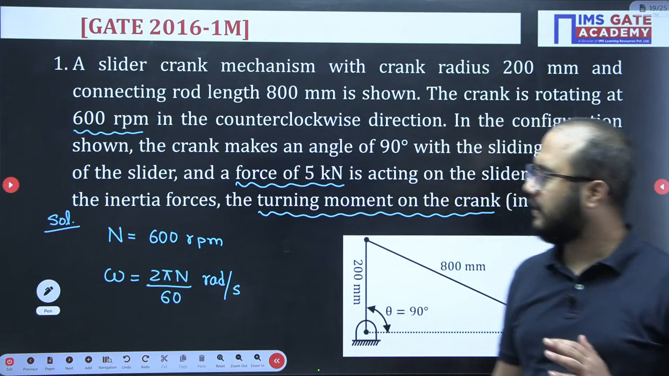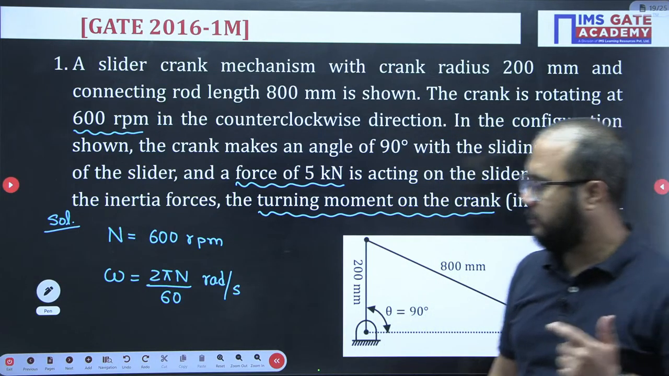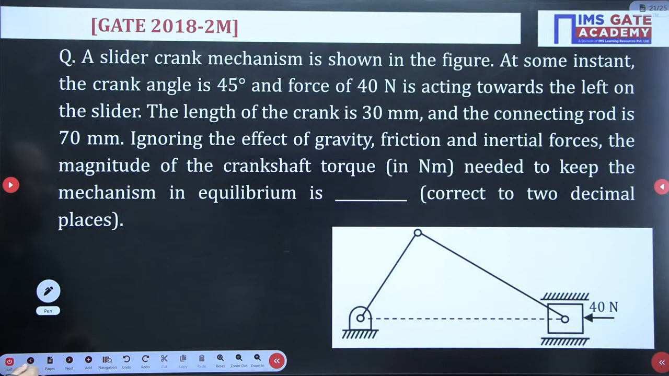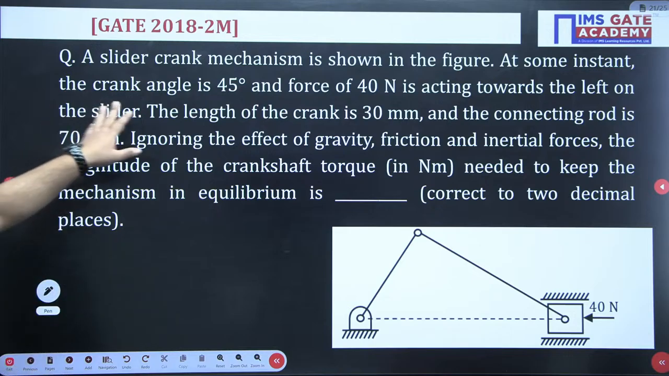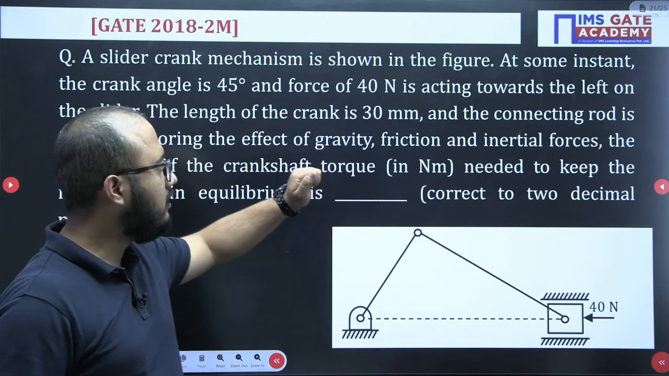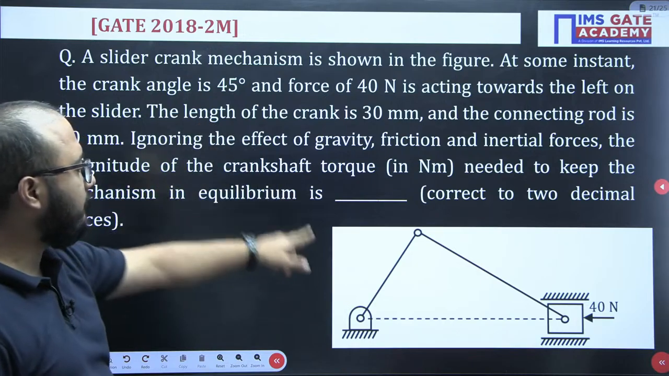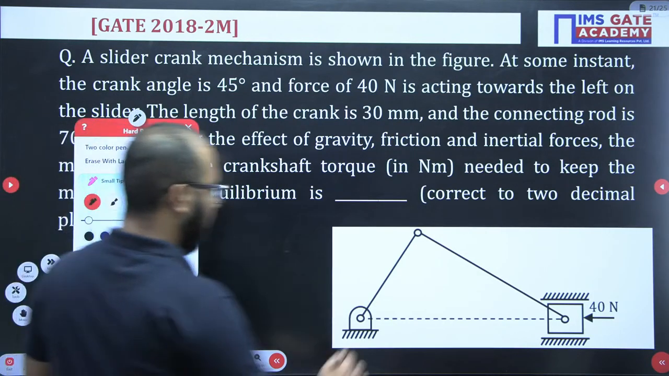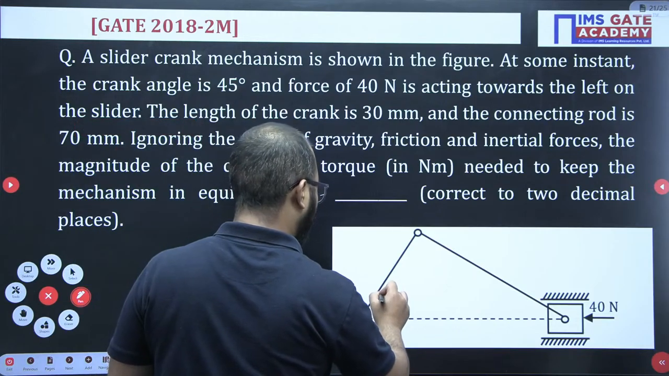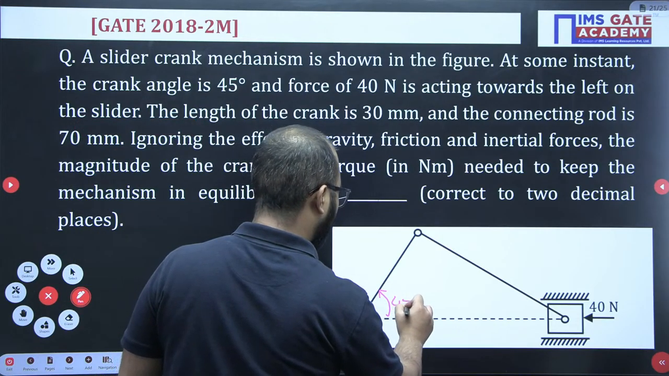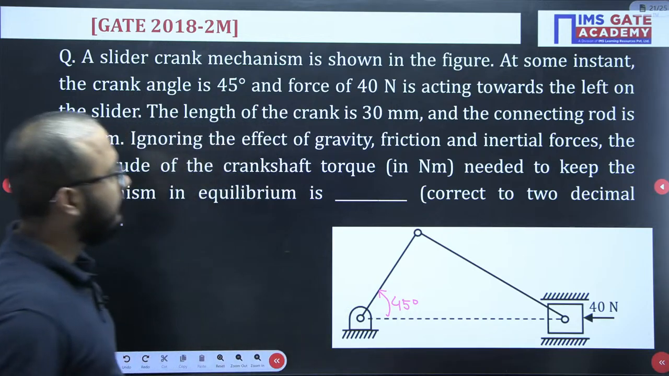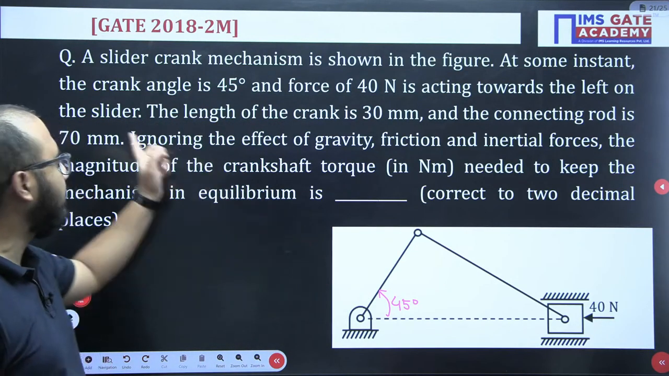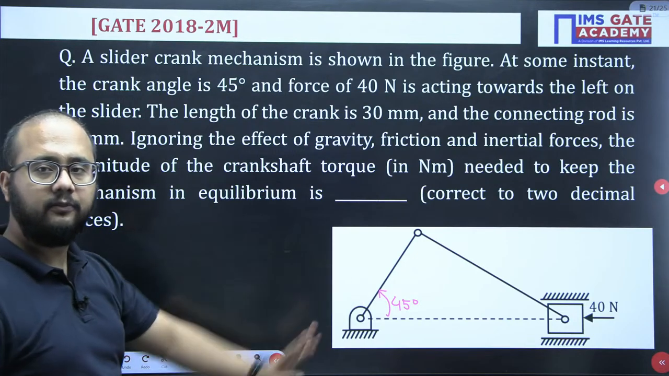Done? Okay. Now, one more problem they have asked. That also we will see here. Yes. This is the question they have asked. Slider crank mechanism shown in figure. At some instant, the crank is at 45 degree. Okay. So, let us mention the crank angle here. Crank is at 45 degree. And a force of 40 newton is acting towards the left on the slider. Okay. Fine. 40 newton they have mentioned.